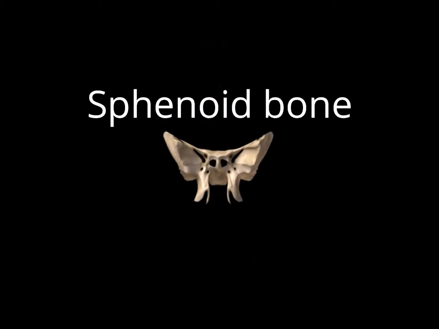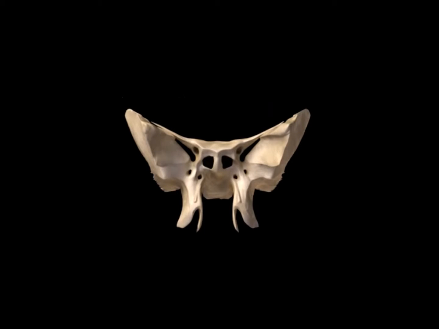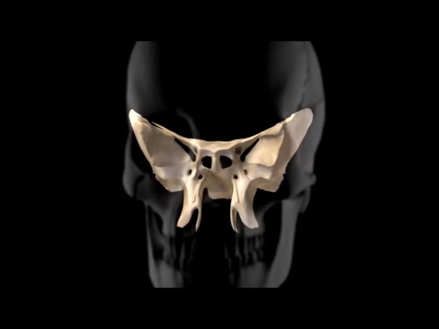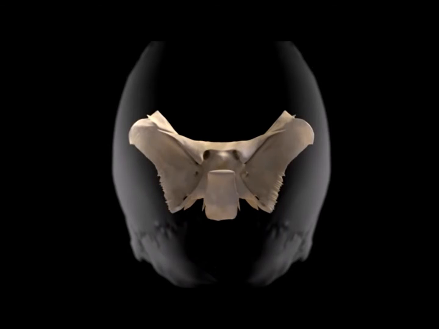The sphenoid bone makes up the anterior base of the cranium. It is a butterfly-shaped bone with a central body and 2 pair of laterally projecting wings. These wings form portions of the orbit. The body of the sphenoid features a depression known as the sella turcica, which houses the pituitary gland.